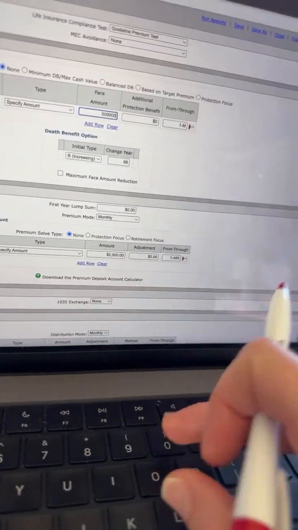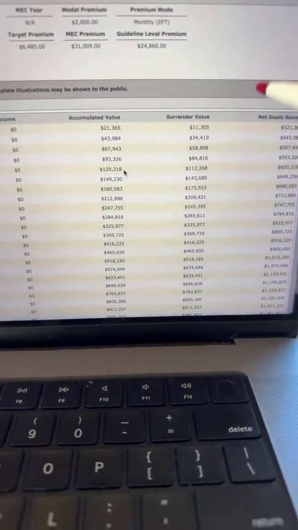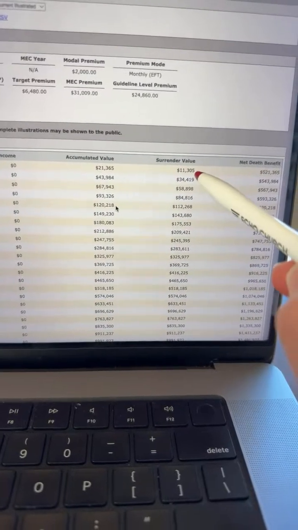it's going to be less because more money is going to go towards the cost of the policy. Less money will go towards the cash value. So if we take a look now, it's 11. Not a huge difference, right? But there is a difference there.